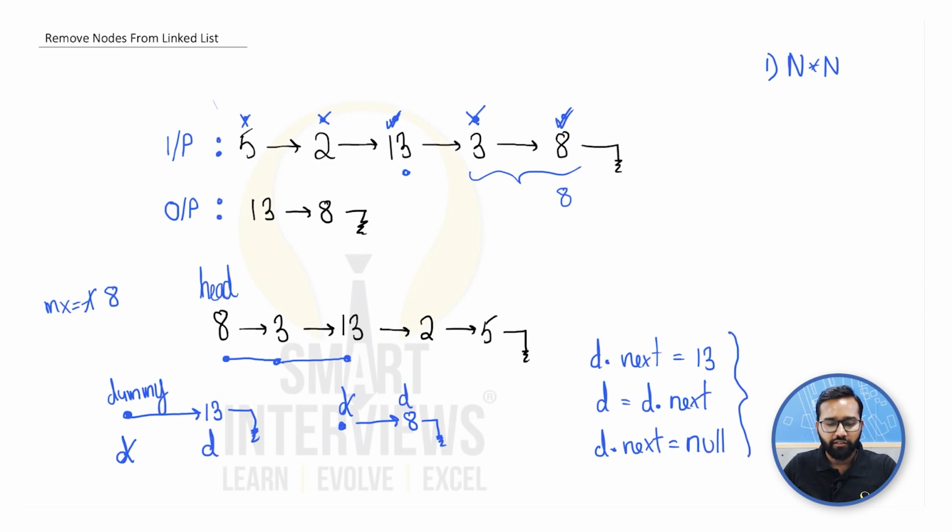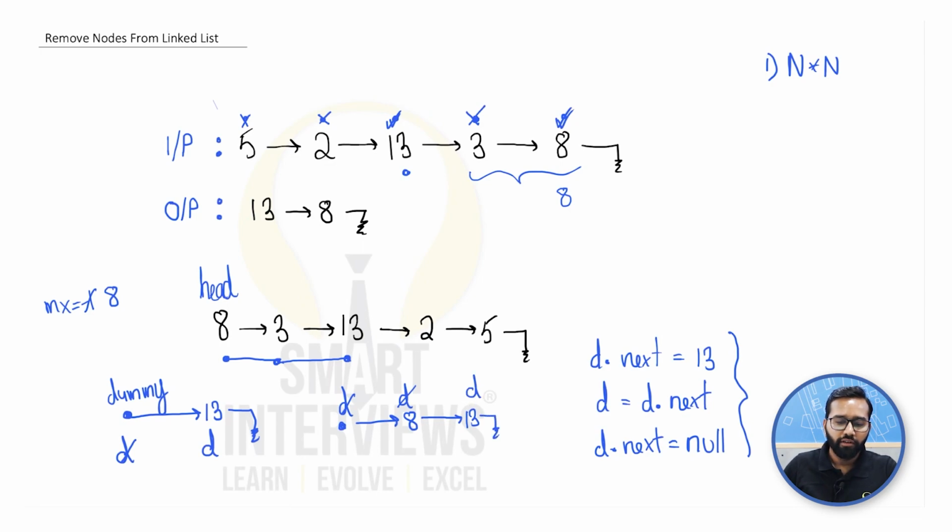Now, we are at 13. We can see that 13 is bigger than 8. Since 13 is bigger than 8, 13 should stay. So, what we will simply do is, we will again execute the same piece of code. We will append 13 to d. So, d dot next equal to 13, d equal to d of next and d of next equal to null.